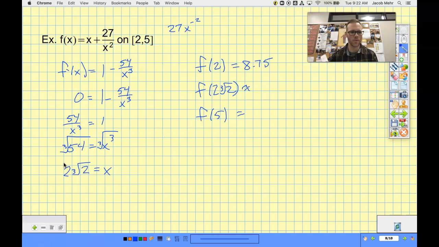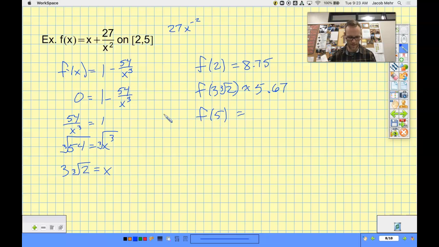All right, found where I made my mistake. This is 3 cube roots of 2, not 2 cube roots of 2. Cube root of 27 is 3, not 2. That's going to help things out. There we go. So it doesn't change that, but let's go to the next one here. So now we're going to take that plus 27 divided by that squared. Get about 5.67.